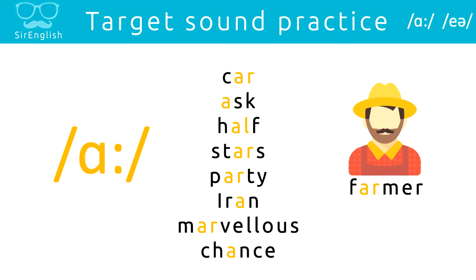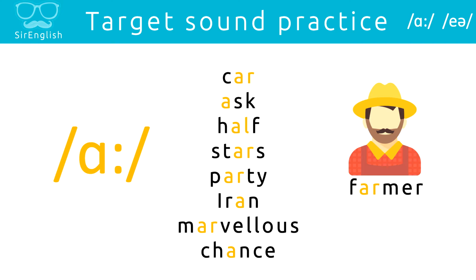Okay. So let's look at the word list. As always, notice the spelling and keep an eye on the orange highlighted parts so you can really focus on the target sound. Listen and repeat after me. Car, ask, half, stars, party, Iran, marvelous, chance, farmer.